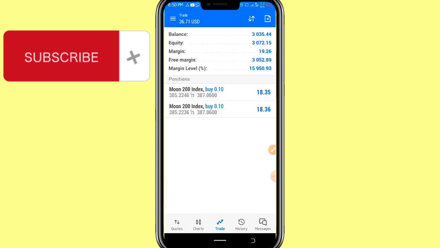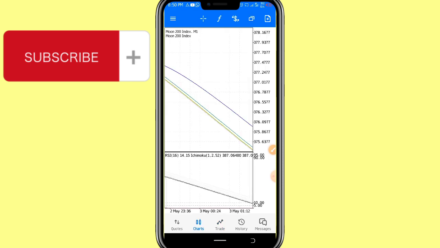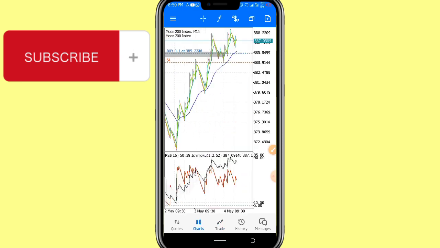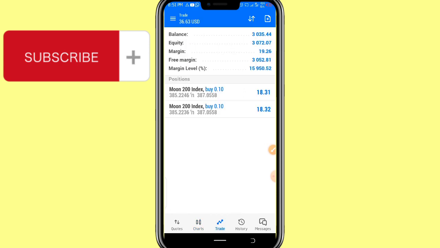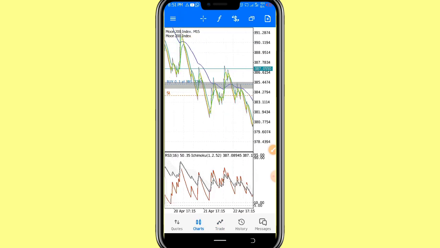You can look at my running trade here. It's a live trade, and I can show you that I've been making money with this market. You can see the market is changing direction now. I will soon close my trades, but I've made my profits already. So that is how we trade this market.